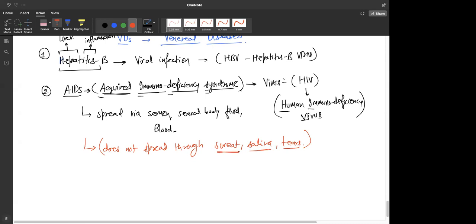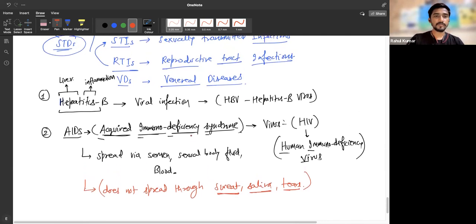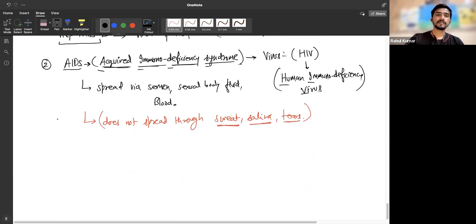So we should not treat an HIV patient as if we cannot touch that patient. We can touch that patient, right? We cannot touch an open wound, but we can touch the sweat. We can shake hands. We can be just normal with that person. So that is what comes with education about sexually transmitted diseases. AIDS is clear. And you can also quote AIDS as an example to say that all STDs are not RTIs.